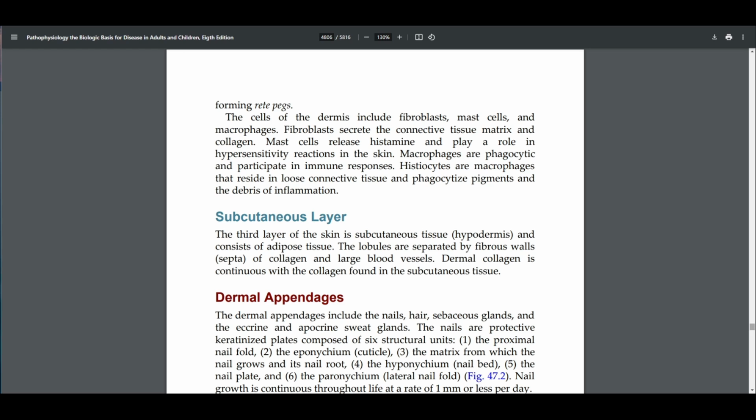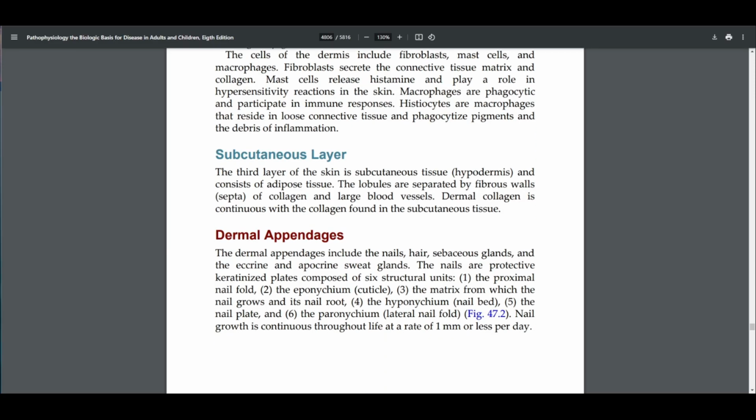The third layer of the skin is subcutaneous tissue, your hypodermis, and consists of adipose tissue. The lobules are separated by fibrous walls, septa of collagen, and large blood vessels. Dermal collagen is continuous with the collagen found in the subcutaneous tissue.